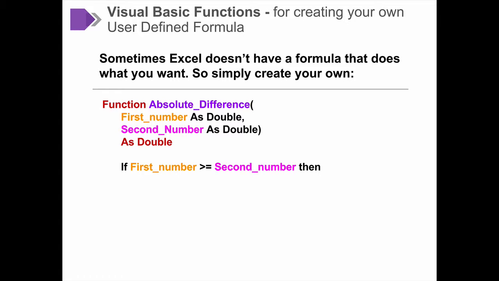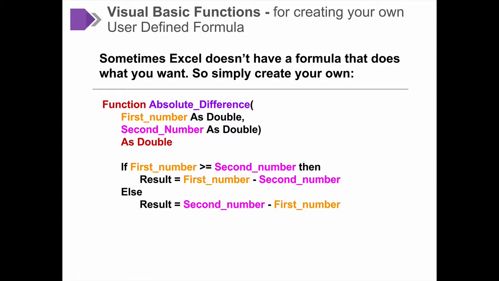Let's say that if the first number is greater than the second number, then the result should be the first number minus the second number. But if the first number is less than the second number, then the result should be the second number minus the first number. That's it for the logic.